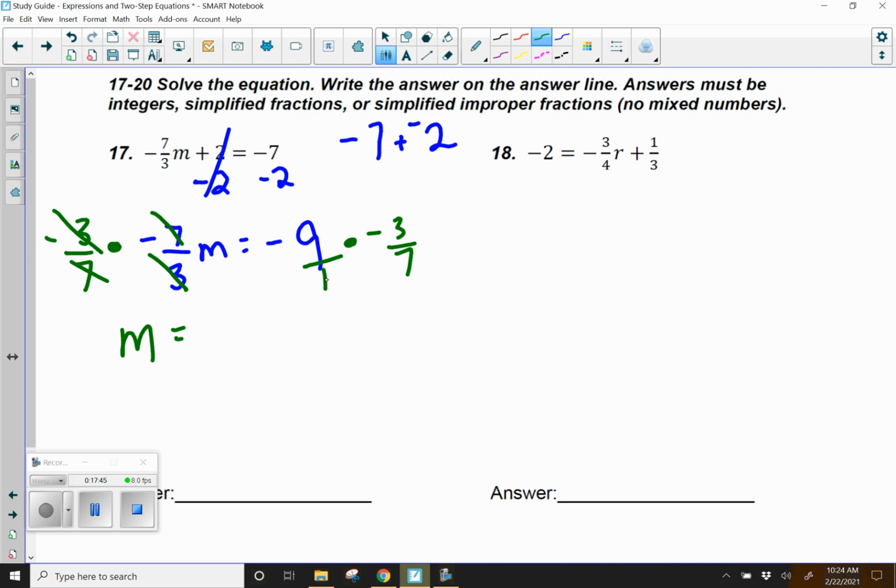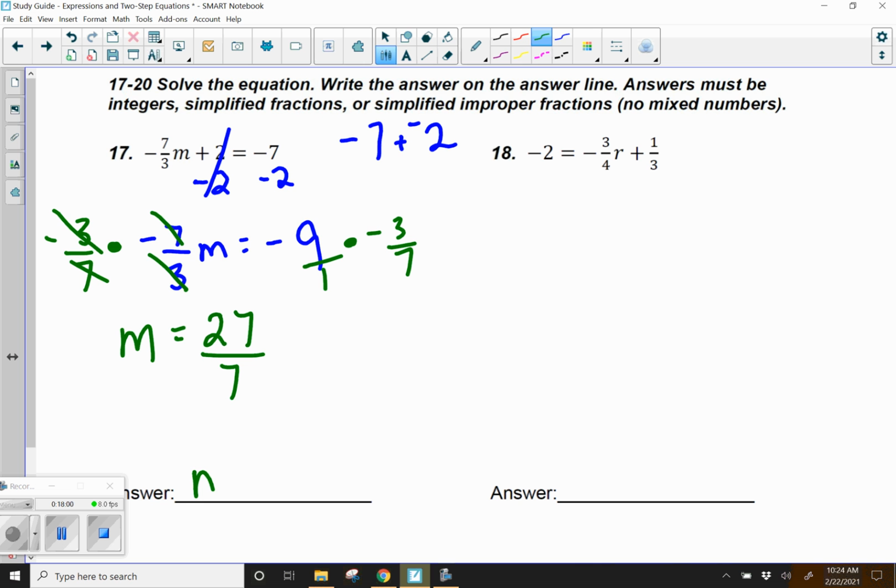If I were to put 9 over 1, there's nothing I can do to cross simplify, so we're just simply going to multiply our numerators and our denominators. 9 times 3 is 27, 1 times 7 is 7, and that leaves us with our final answer of m equals 27 over 7.